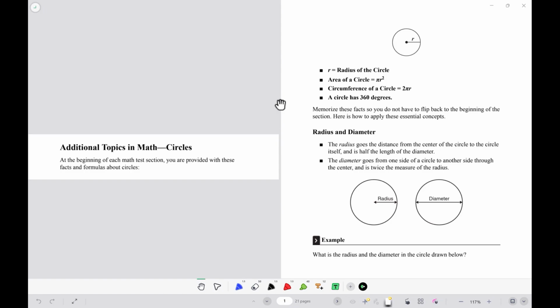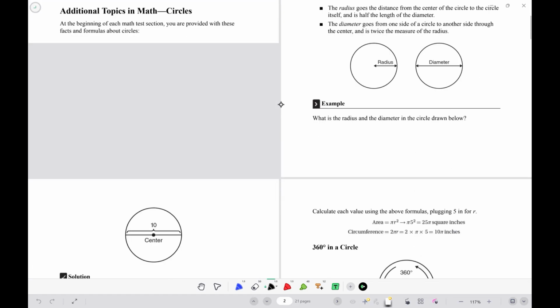Additional topics in math, circles. This chapter basically deals with some fundamental geometrical shapes, geometrical objects, whatever you say, just like circle. And we are just going to talk about circle today.